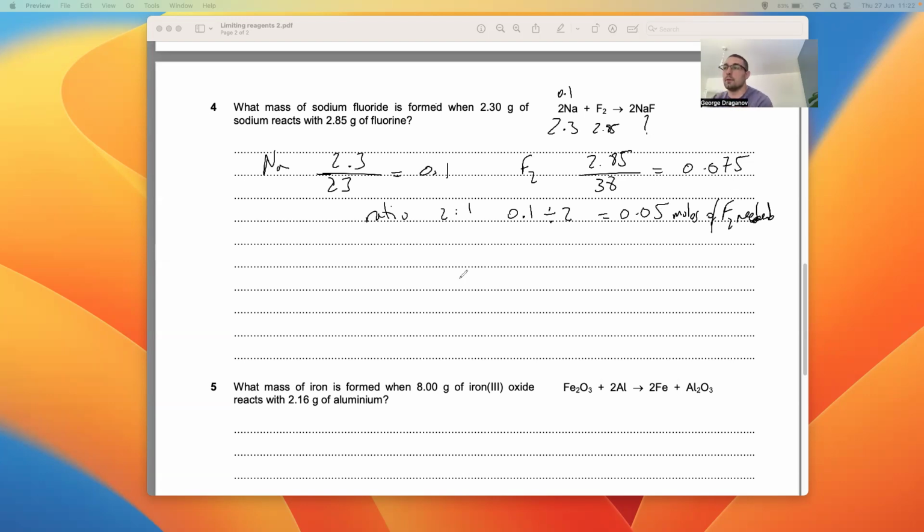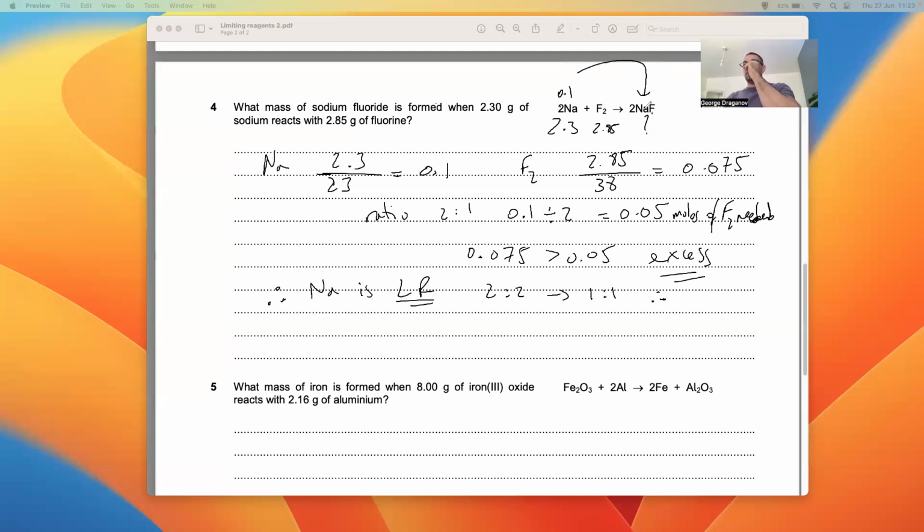However, this number is bigger than this number. So it must be an excess. Therefore, sodium is the limiting reactant. You see that logic? Because the fluorine was too much, we only did 0.05. The fluorine was in excess, making the sodium limiting. Now, the ratio between this and this is 2 to 2, which is basically 1 to 1. Therefore, whatever the moles of sodium was, the 0.1, will be the same as the moles of sodium fluoride. So 0.1 moles of NaF.